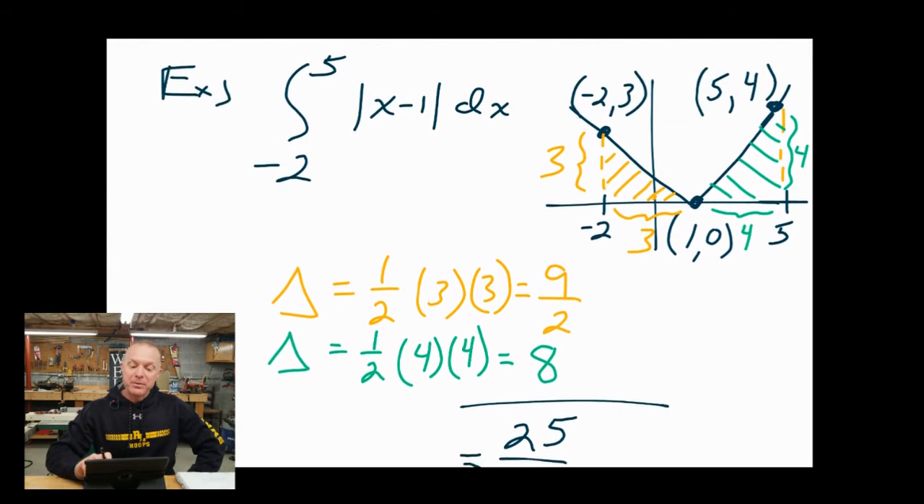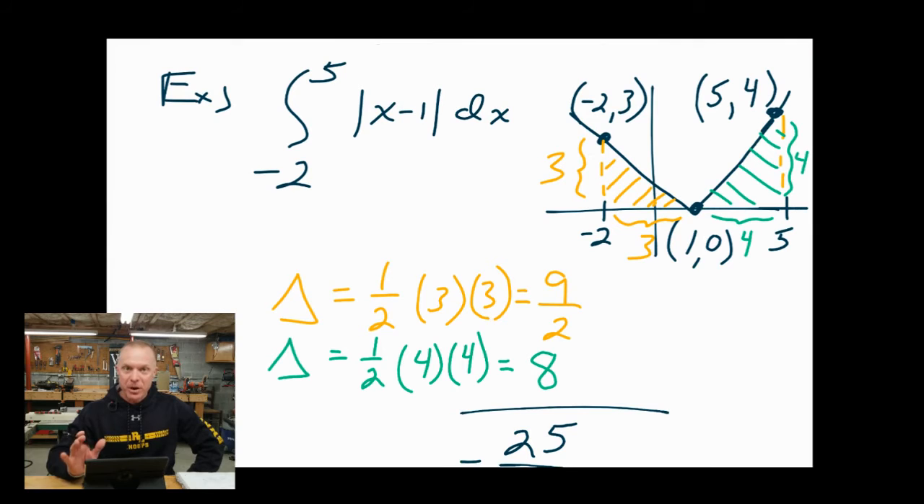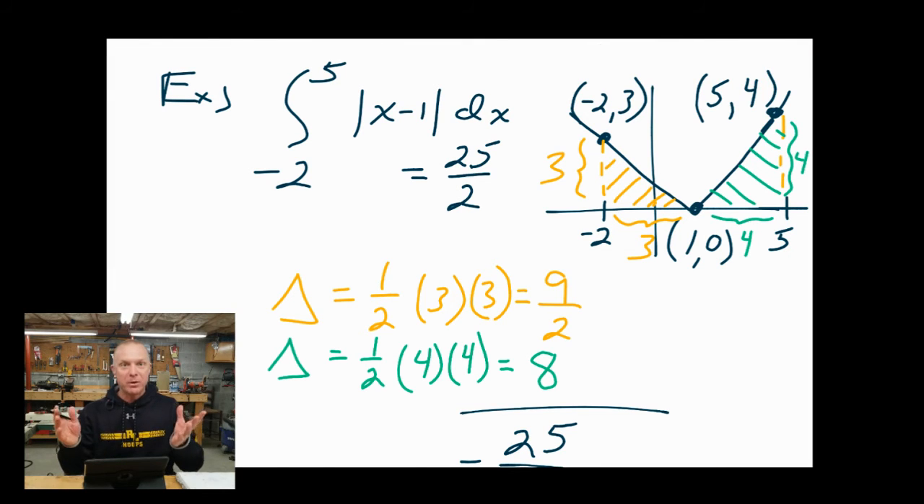Well, yes, it is. Both of these areas are above the x-axis. It's fine that we had 2 of them found separately. I also want you to realize that the yellow triangle was over in a negative x value. That's fine. There's nothing wrong with being in a negative area. And then the green triangle was in a positive one. But both areas come out to be positive. It doesn't matter what the x values are for each of those triangles. So we have 25 halves.